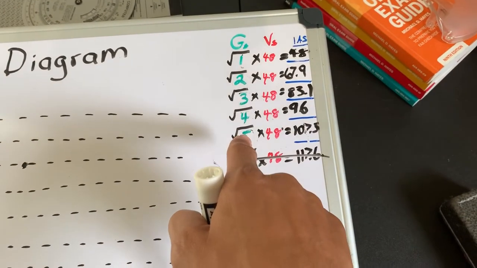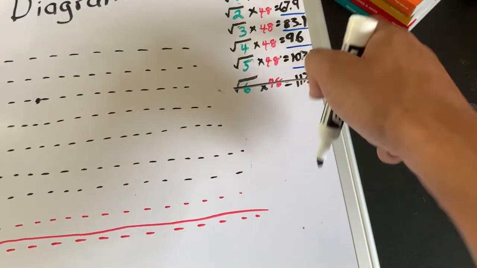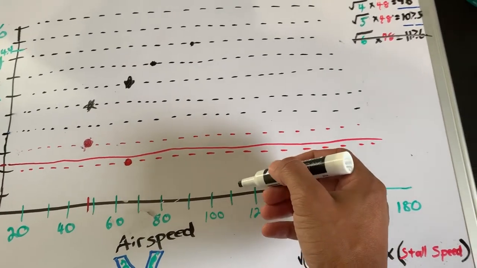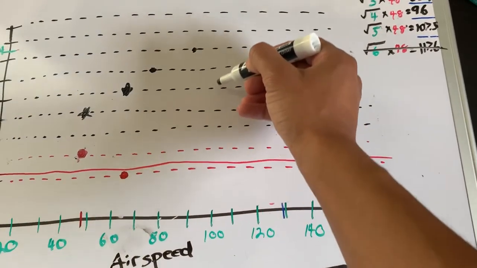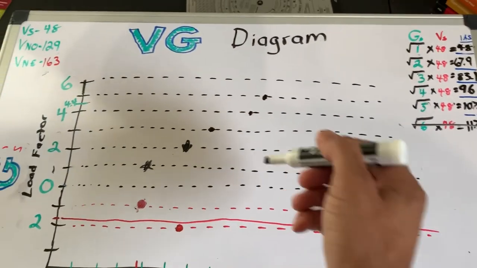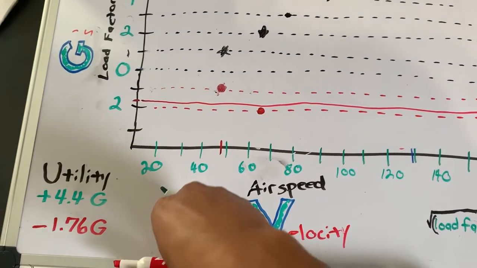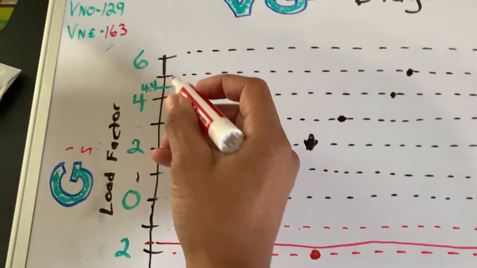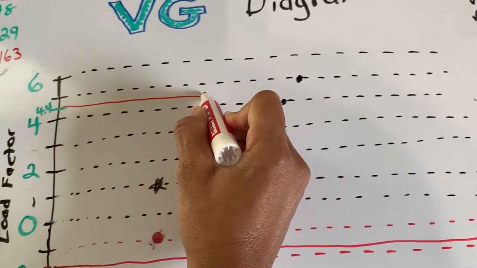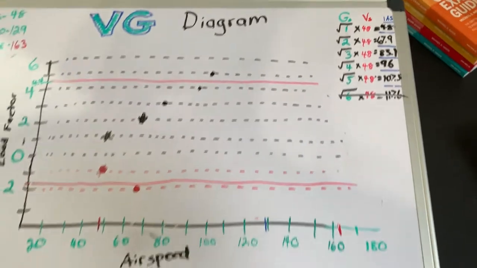All right, so square root of 5 times 48, 107.5 or 3, whatever that is. Let's just pick 107. So same thing, 107, we're gonna go all the way up, and it's gonna be right about here, right? Cool. Now, G's are gonna be right here. So just like I did with the negative, put a line right there all the way across.